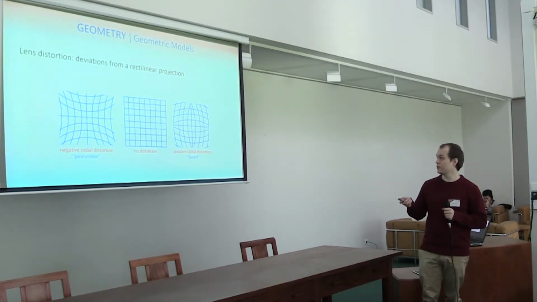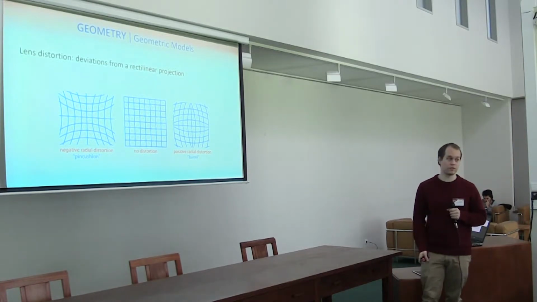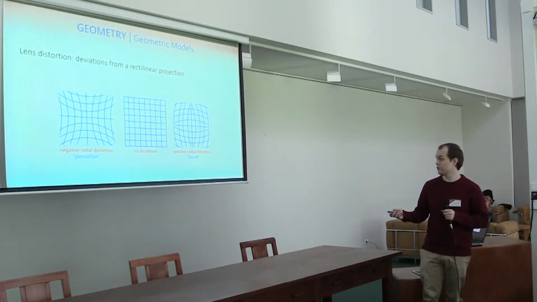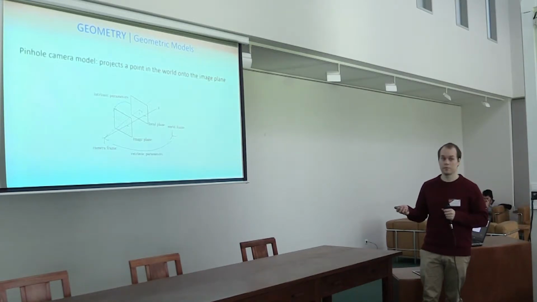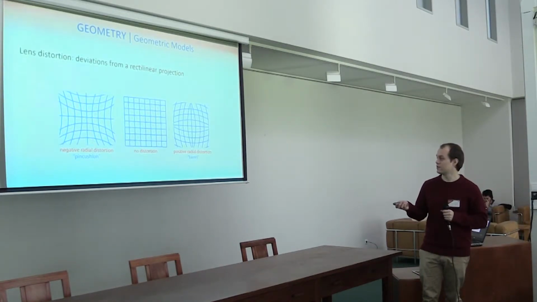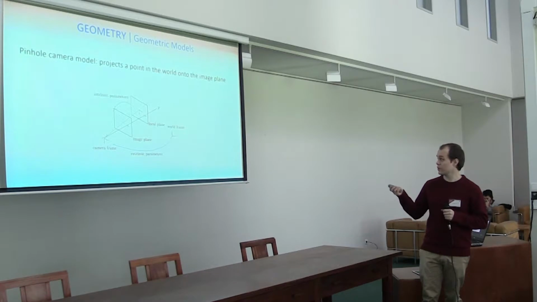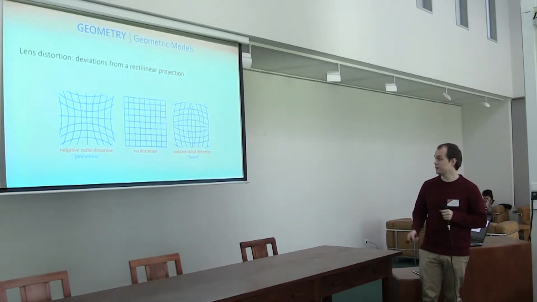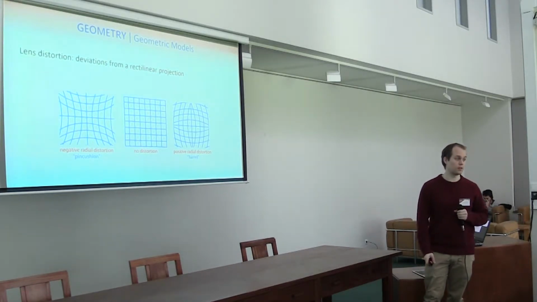And then also you have the lens distortion problem. Basically, lens distortion is the deviations from a rectilinear projection. And it depends a lot on the lens, and also, for example, the focal length.